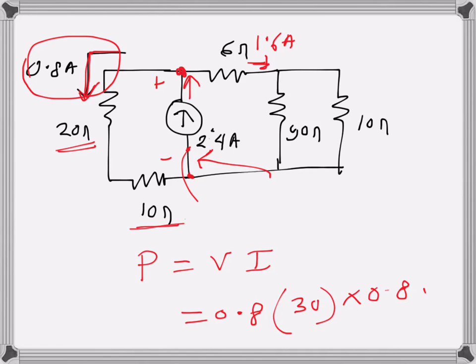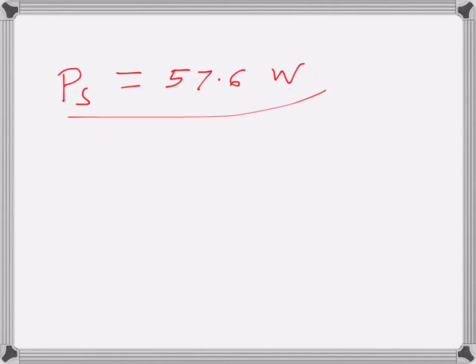Sorry, I will be 2.4, because this is the current supplied by the current source. Once I do it, it becomes 57.6 watts. So that is the power supplied by the current source. Now let's see what the dissipated powers are.